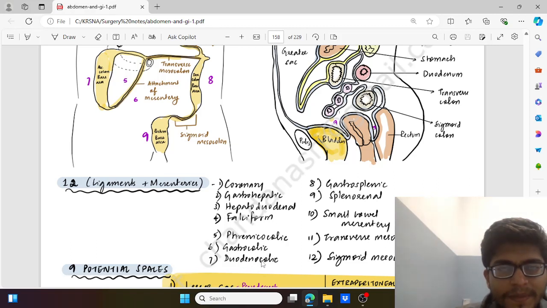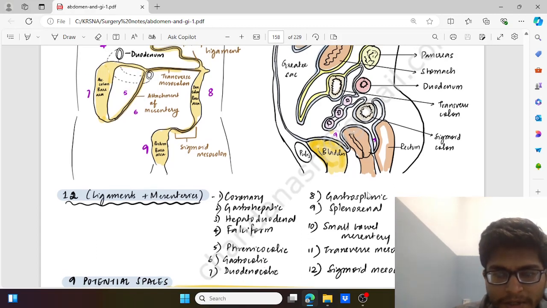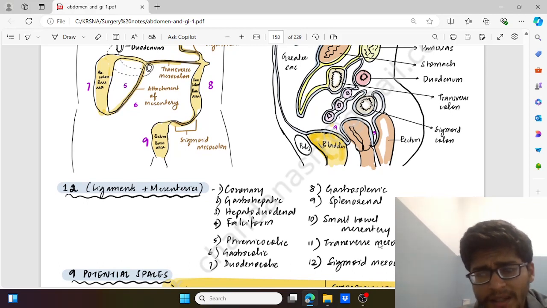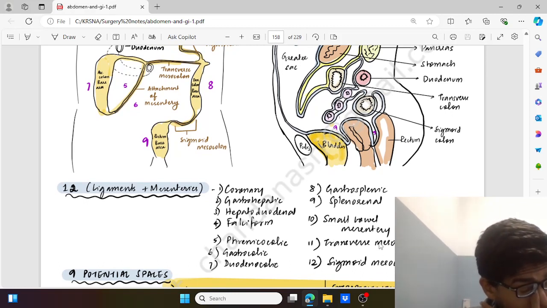Duodenocolic, from the duodenum to the colon. Then the gastrosplenic, from stomach to the spleen. Splenorenal, from spleen to the kidneys. Then the small bowel mesentery, which is in the center. The transverse mesocolon, from the stomach to the bowel to the posterior abdominal wall, and the mesocolon from the sigmoid and the ascending colon. So these are the various ligaments and mesenteries.